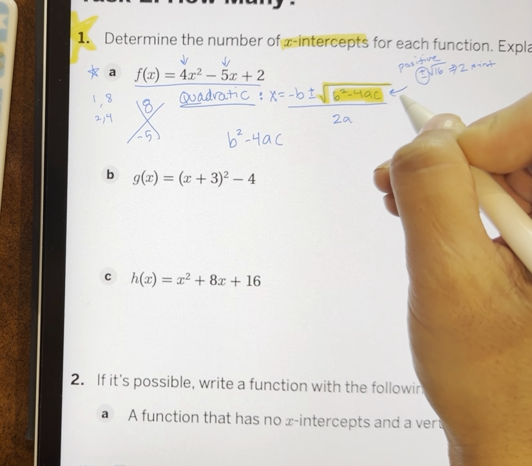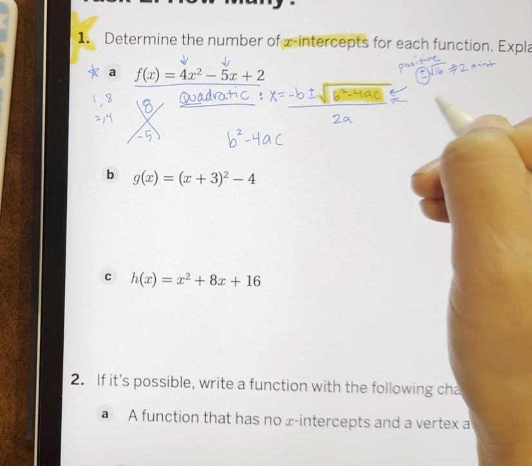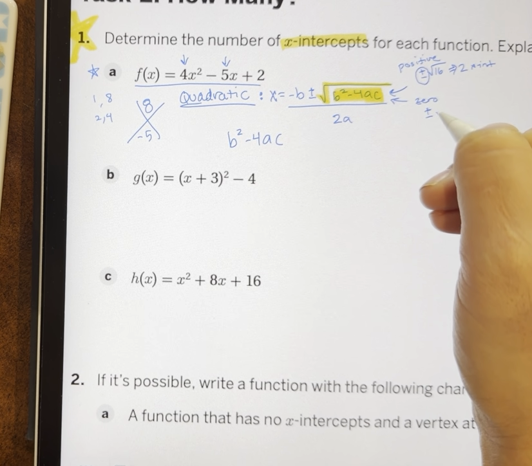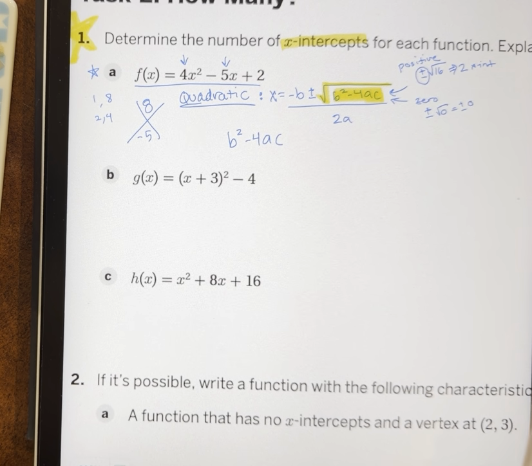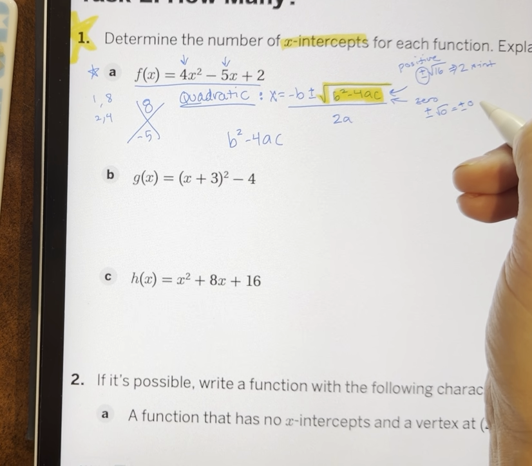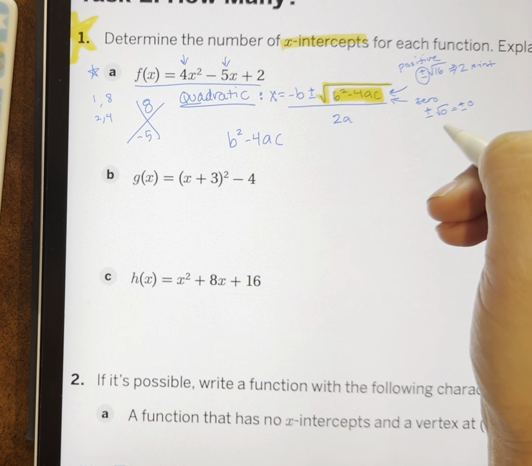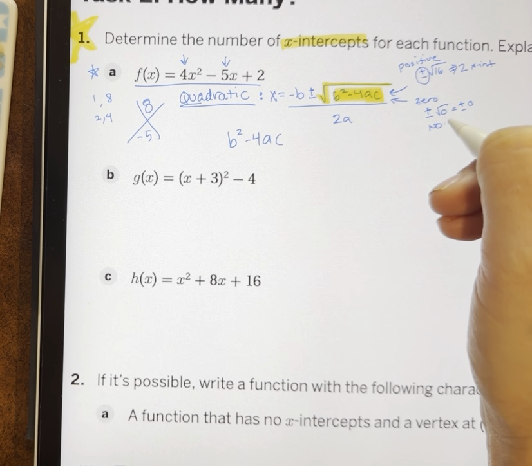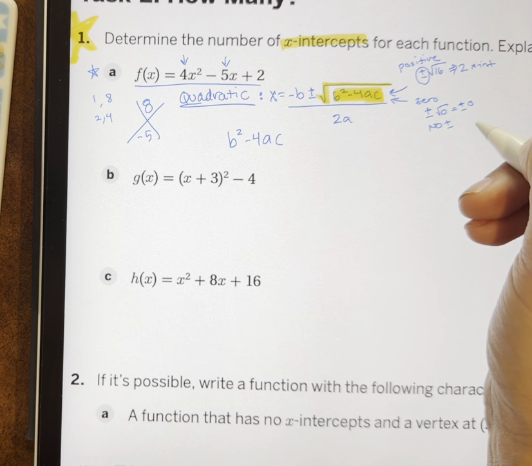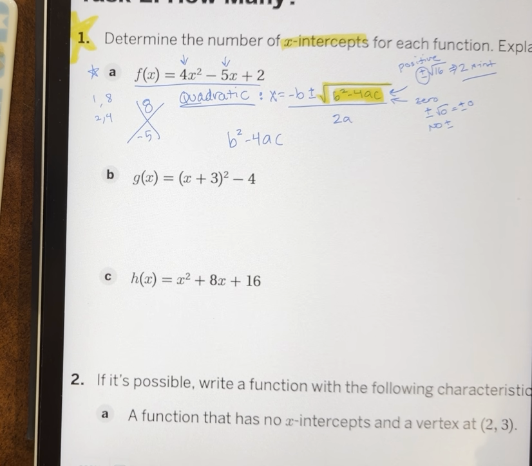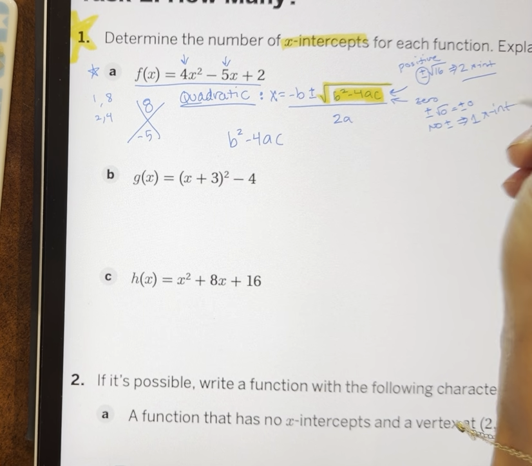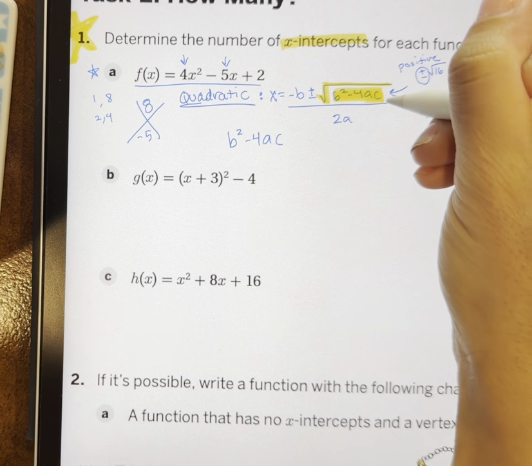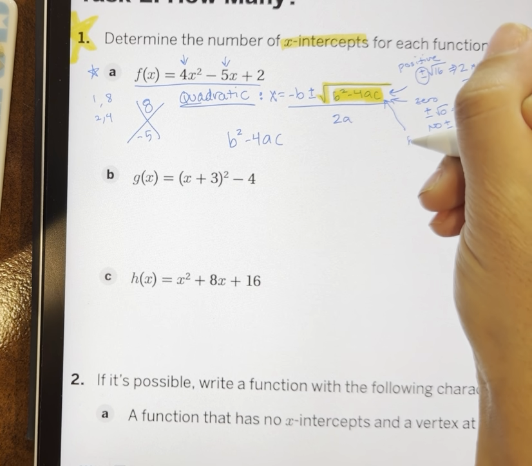But if what's inside the square root comes out to be 0, then I end up with plus or minus square root of 0. Which is just 0. And plus 0 and minus 0 are really no different. So that means that there is no plus or minus, which means that there isn't 2 answers, just 1. 1 x-intercept. Okay.